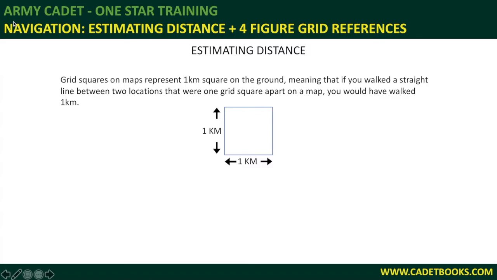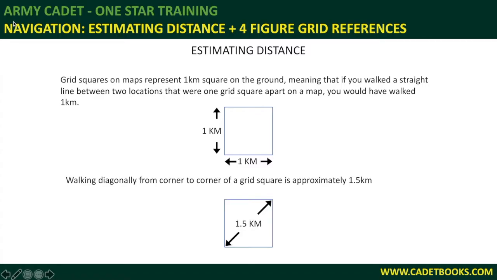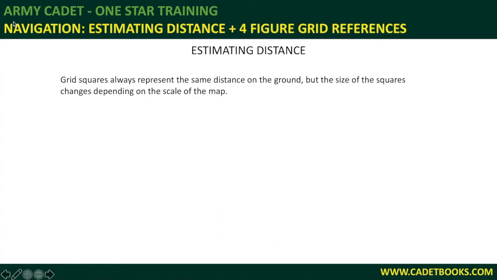Estimating distance. Grid squares on maps represent 1 kilometre square on the ground, meaning that if you walked a straight line between two locations that were 1 grid square apart on a map, you would have walked 1 kilometre. Walking diagonally from corner to corner of a grid square is approximately 1.5 kilometres. Grid squares always represent the same distance on the ground, but the size of the squares changes depending on the scale of the map.